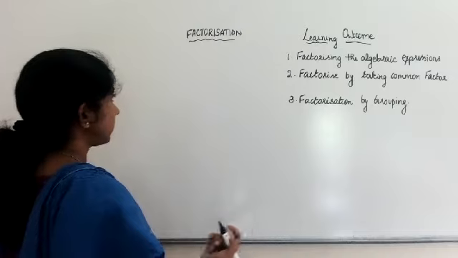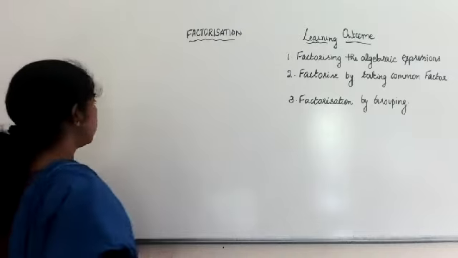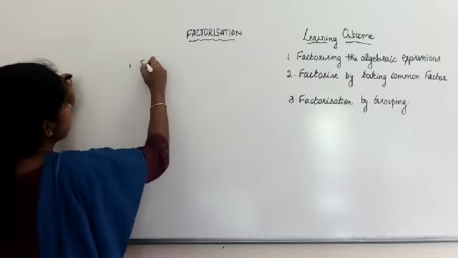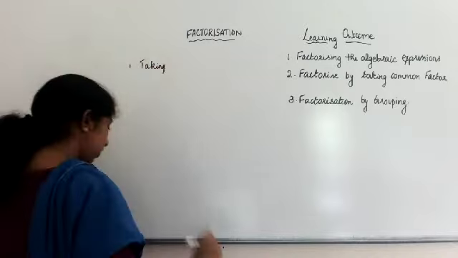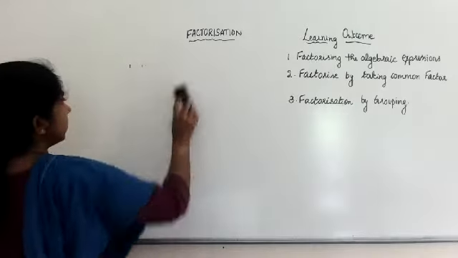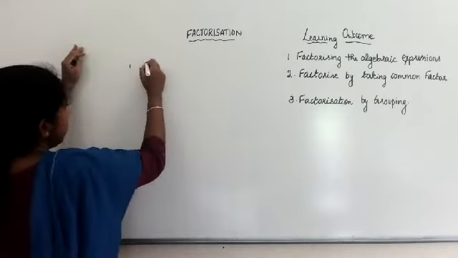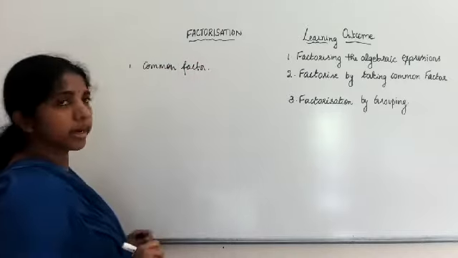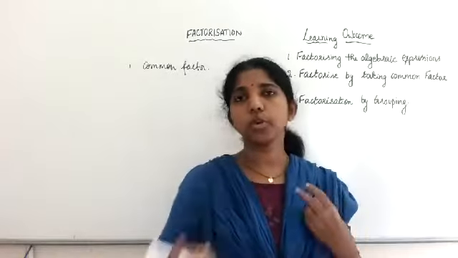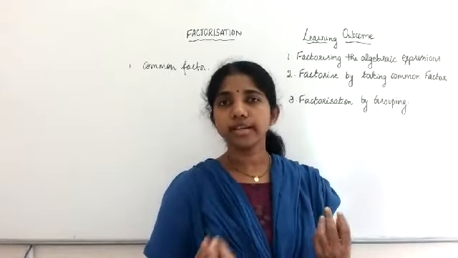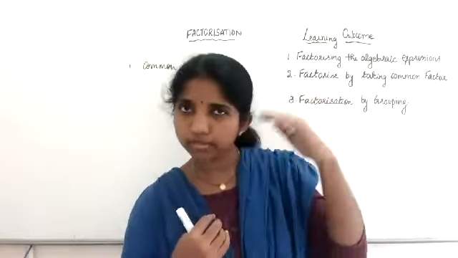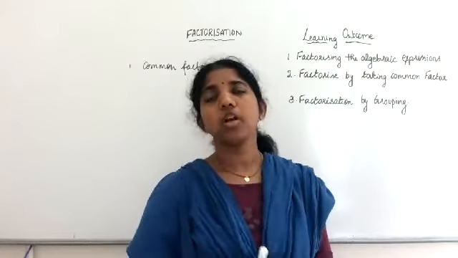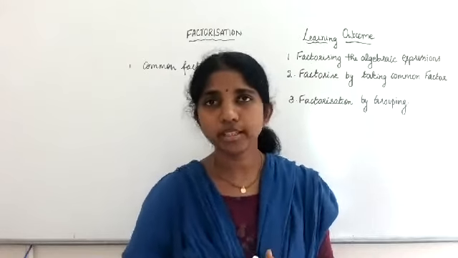The first one is factorizing by taking the common term out. So the first concept is taking the common term out. Before that, we will identify the common factors of the given algebraic expression. If a monomial is given, or if two monomials are given, let us find what the common factors are. We'll start studying factorization from the monomial terms. So if two monomials are given, how do we identify the common factors?